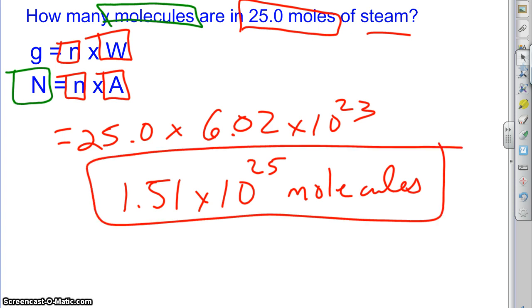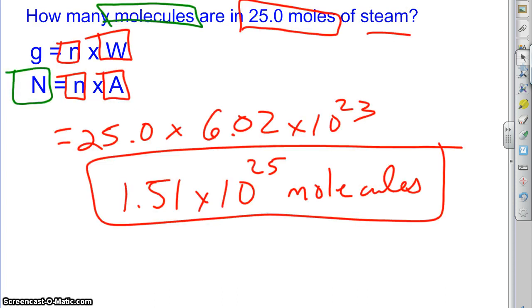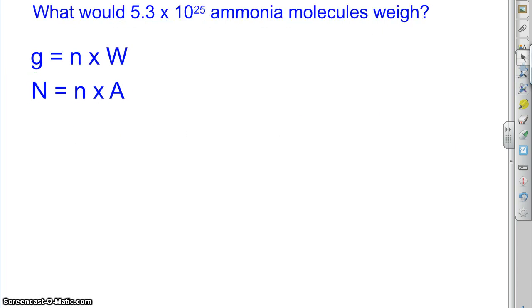The next example we have here would ask how many atoms are there in... Well, I wasn't thinking that through very well. That is basically the same problem we just did. We'll skip over that one.